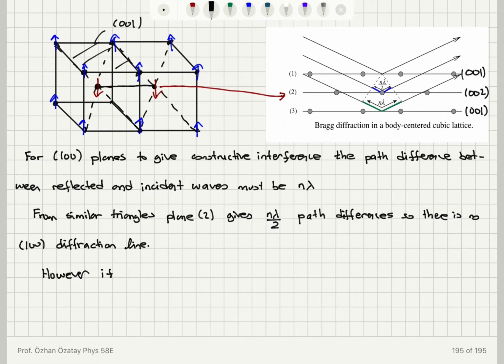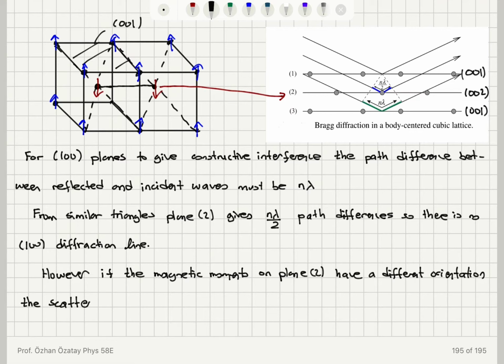However, if the magnetic moments on plane 2 have a different orientation, the scattering amplitude would be different for neutron scattering, because the neutrons are interacting with the atomic magnetic moments.